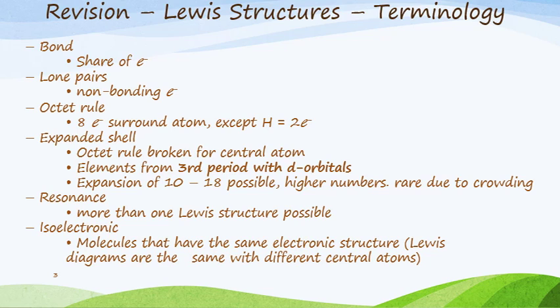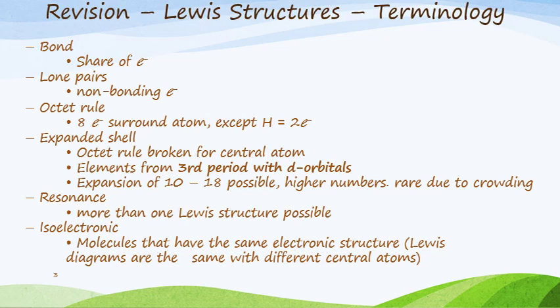Okay, just some revision in terms of terminology. We know that a bond is a sharing of electrons. Lone pairs are non-bonding electron pairs. The octet rule is a requirement where we need 8 electrons that surrounds the atom, except for hydrogen and the other elements that do not meet the requirements for satisfying the octet rule. The expanded shell is when the octet rule is broken for a central atom.